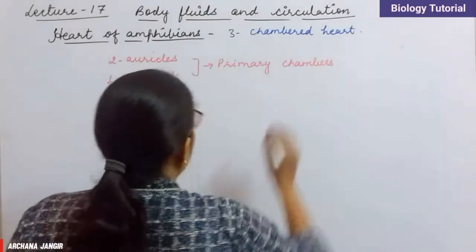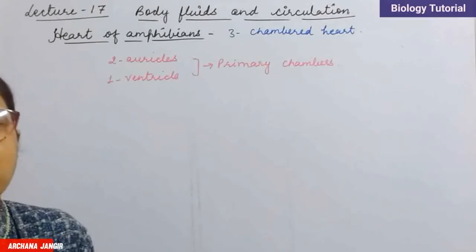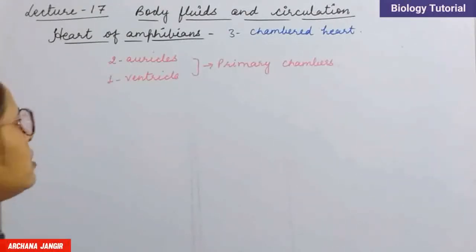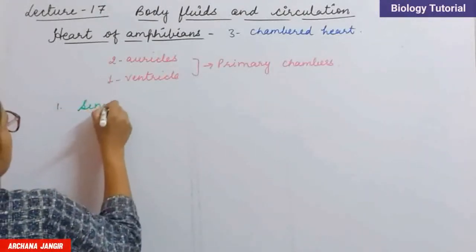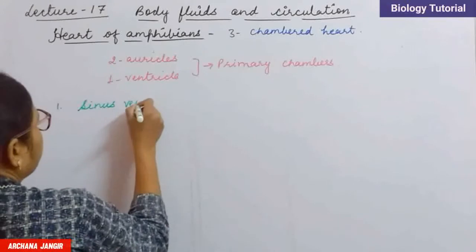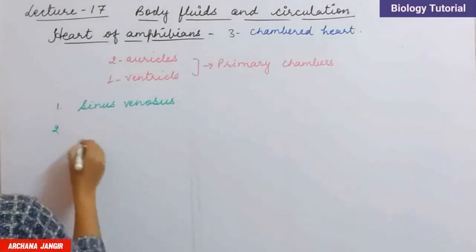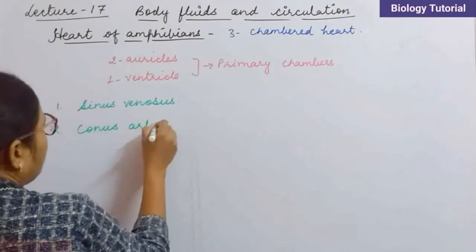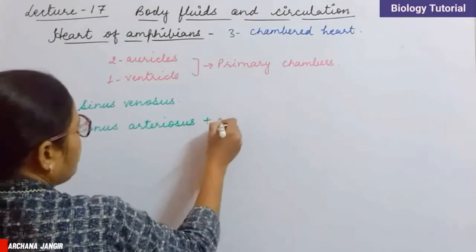And the accessory chambers are also there. So what are the accessory chambers? Here the accessory chambers, sinus venosus is there. So the first accessory chamber is sinus venosus, and the second is conus arteriosus. It merges with the aorta.